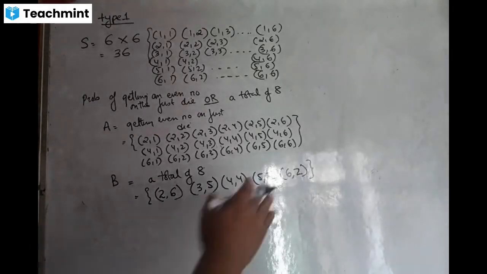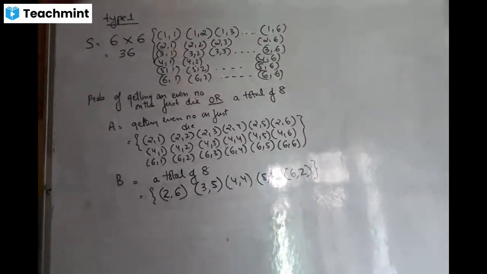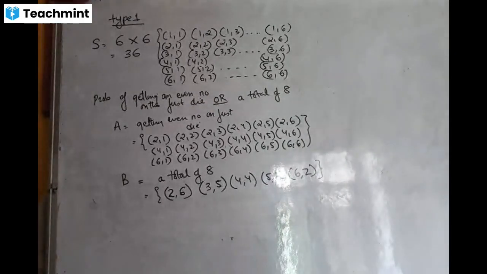Now see, this is 5 comma 3. Everyone, this is the first problem. That's why I am doing it as slow as possible.